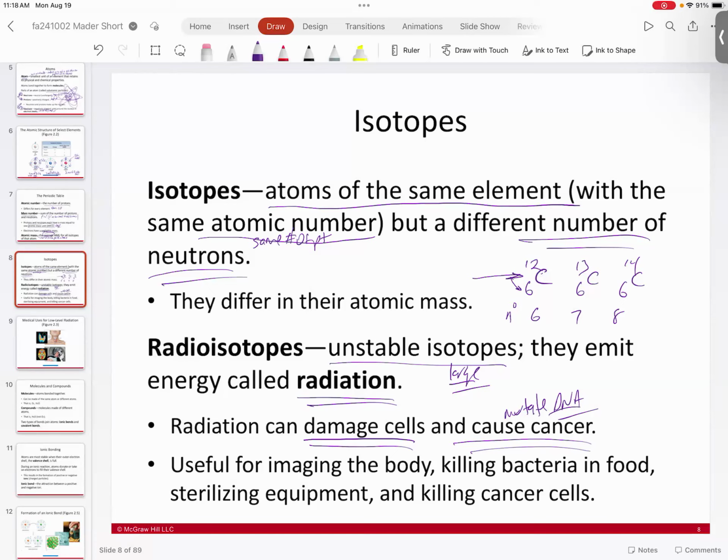However, we can use it for our benefit, right? So for instance, we can use radiation to kill bacteria, to sterilize things. We can also use it to kill cancer cells because it's toxic to cells. We can also use it to highlight parts of the body.